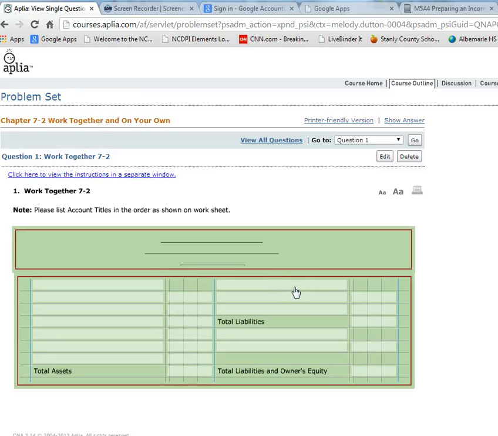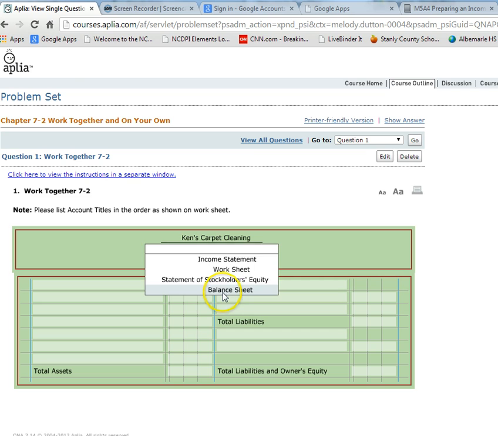Okay, section 7.2, balance sheet information. On page 187, you have an example of the worksheet where we have our account titles and the balance sheet section. Down at the bottom of page 187, you have the heading of a balance sheet. In this case, ours is going to be Ken's Carpet Cleaning. The second line is the name of the document, which is a balance sheet.